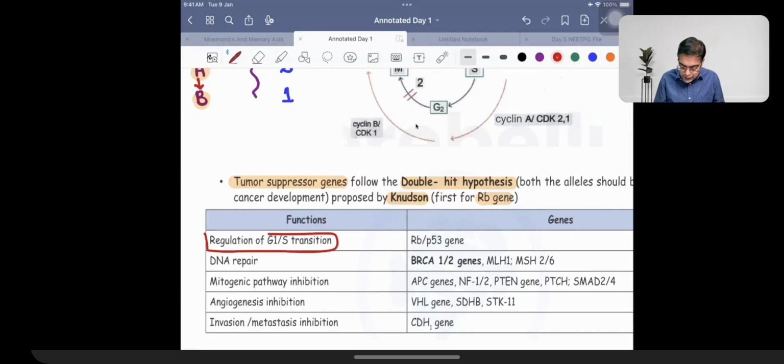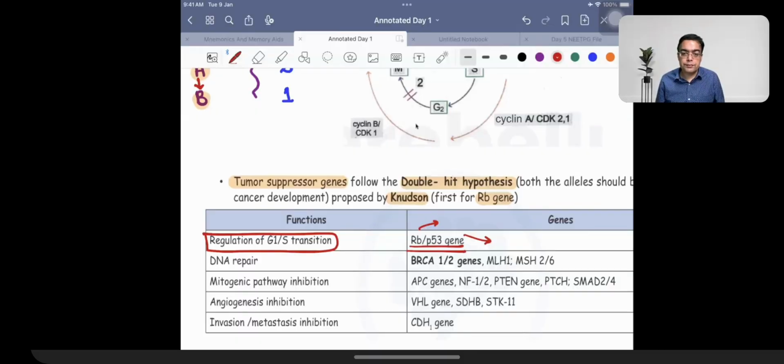The regulation of G1S is a feature of RB as well as the P53 gene. What is the location of the P53 gene? 17p. What is the location for the RB gene? Chromosome 13q14. P53 causes 50% of human cancers, as well as Li-Fraumeni syndrome. RB mutation causes high risk for development of retinoblastoma as well as, what is the other tumor with RB?